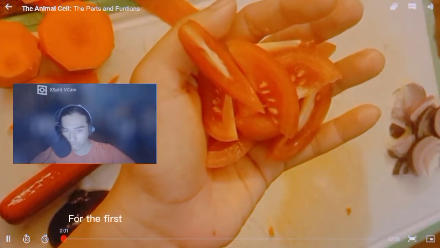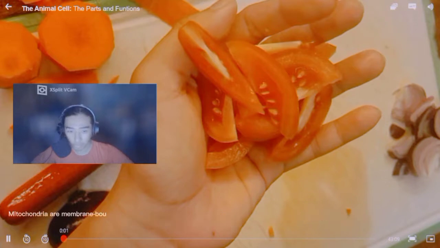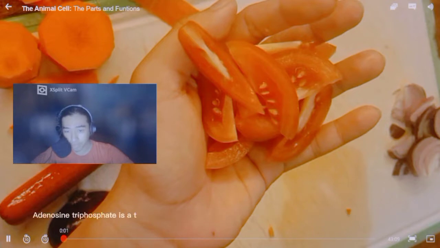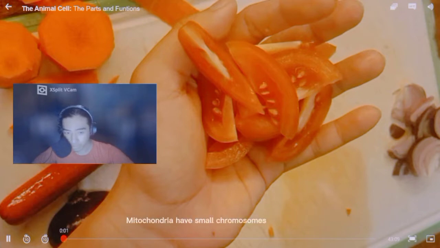For the first part, we use tomatoes to serve as our mitochondria. Mitochondria are membrane-bound cell organelles that provide most of the chemical energy required to fuel the cell's biochemical reactions. Adenosine triphosphate is a tiny molecule that stores the chemical energy created by mitochondria. Mitochondria have small chromosomes of their own.